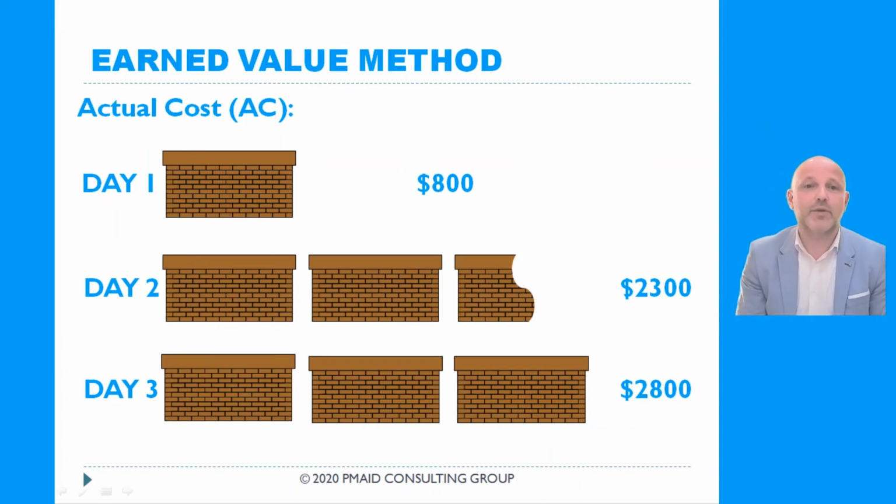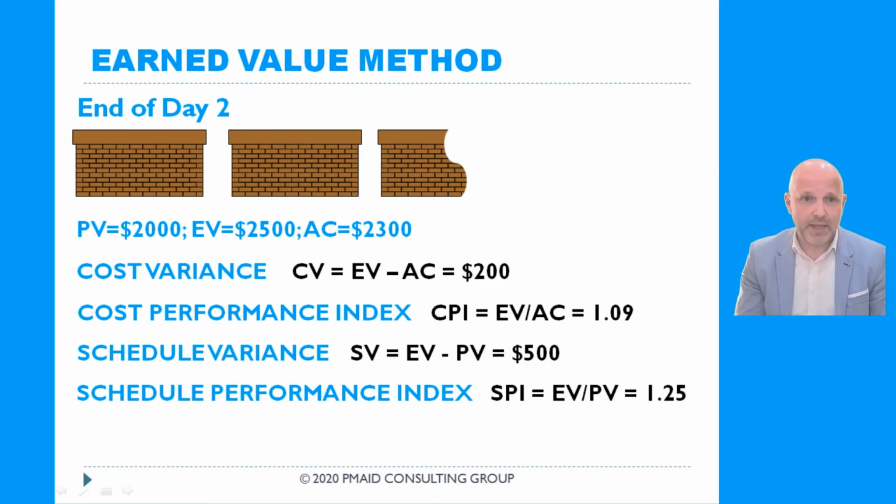Let us look at the actual cost now. The actual cost is how much money we spent on the activities that we completed. Let's say on day one, we did not spend our $1,000 that we were budgeting. We spent only $800. Let's say by the end of day two, we spent $2,300. And let's say by the end of day three, we spent $2,800.